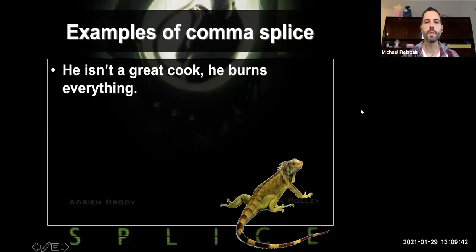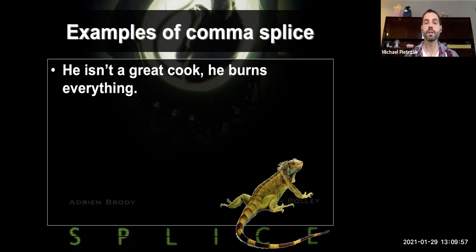So, examples of a comma splice. He isn't a great cook, he burns everything. What's the problem there? I think we know what the person's trying to say, don't we? Yes, okay, so native English speakers will be able to understand this, but this is actually not grammatically correct.